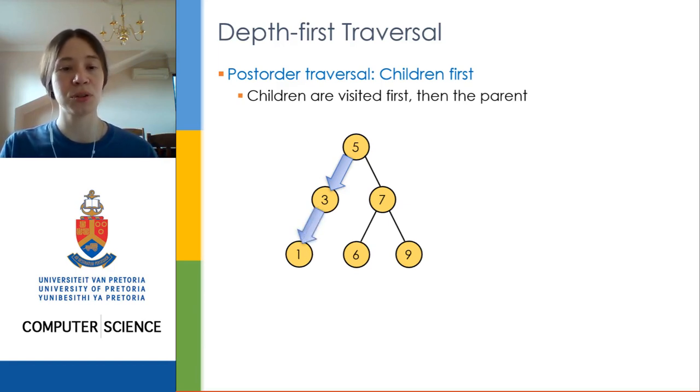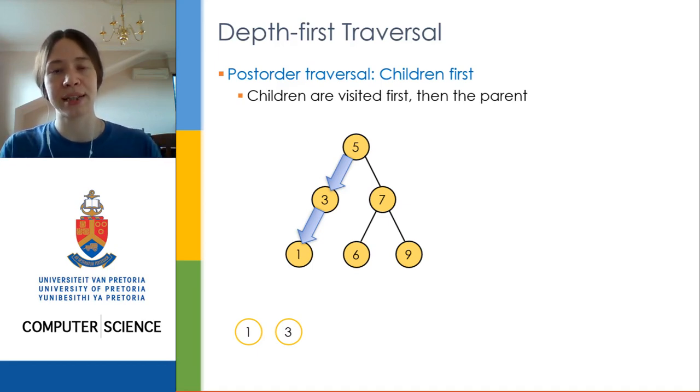1 doesn't have children, so it's going to print itself. It now backtracks to 3. Does 3 have any more children? No, it doesn't, so we can print 3. 3 backtracks to 5. Can 5 print itself? No. It still has children. It has to output all of its children before it presents itself.